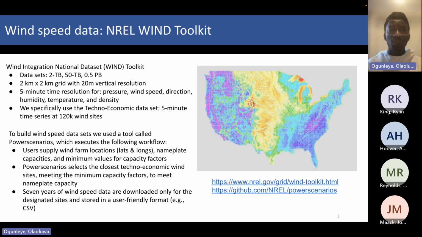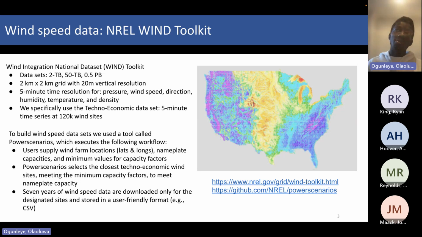Since we're trying to model wind speed, we have to get the wind speed from the Wind Integration National Dataset Toolkit. There are various large data sets, with sizes like 2 terabytes, 50 terabytes, and 0.5 petabytes. Overall, it covers a 2x2 grid with 20-meter vertical resolution. And we pick a 5 minute time resolution for pressure, wind speed, direction, humidity, temperature, and density. Our interest in particular is the wind speed.